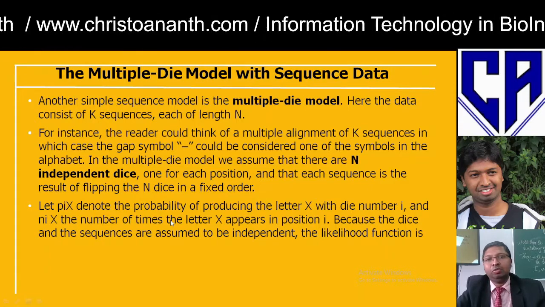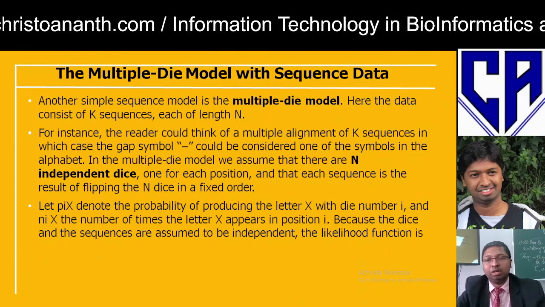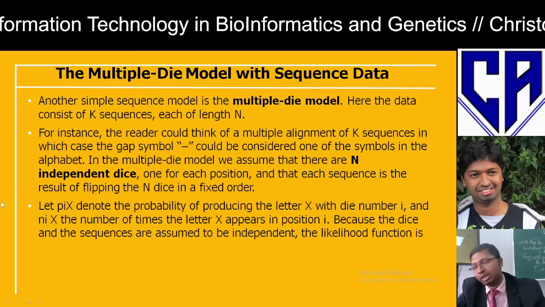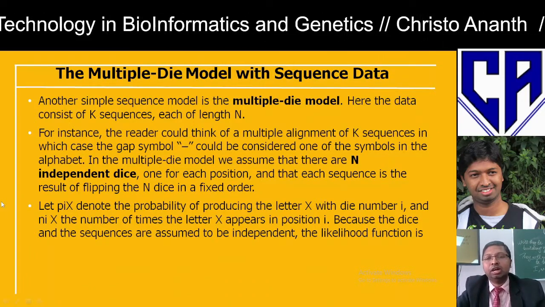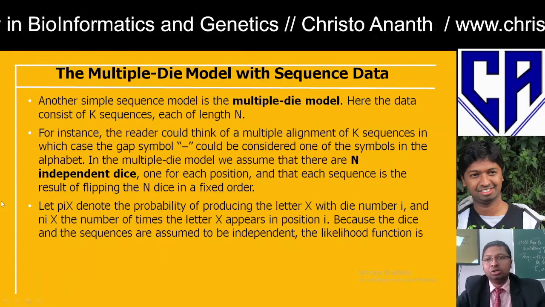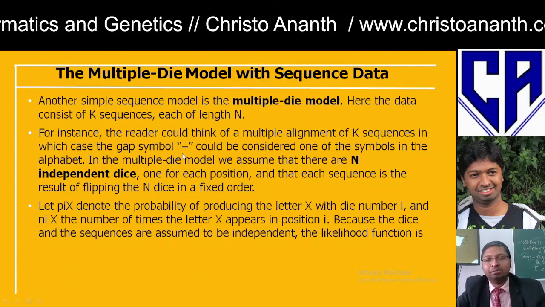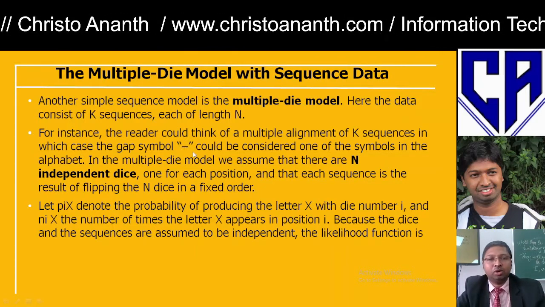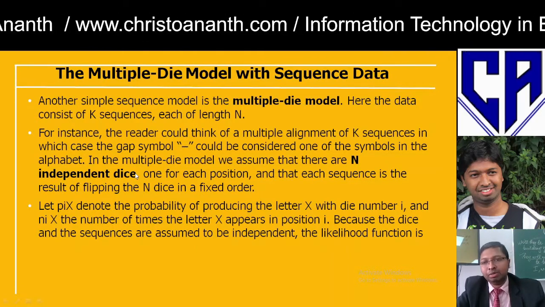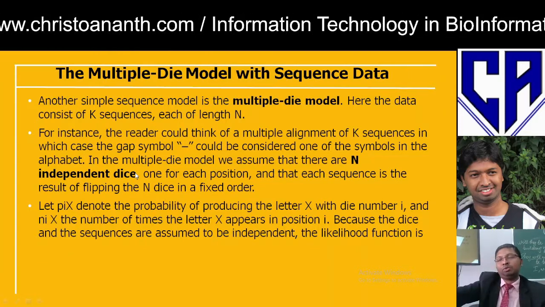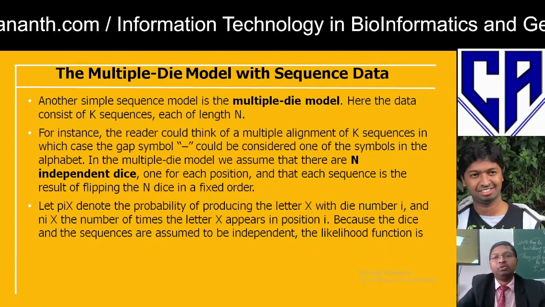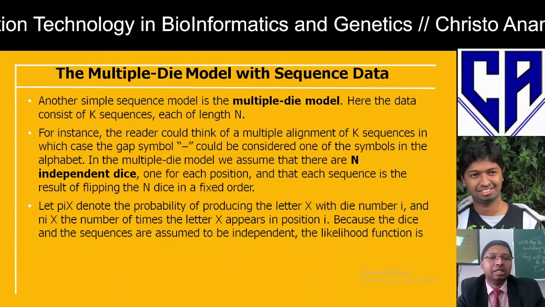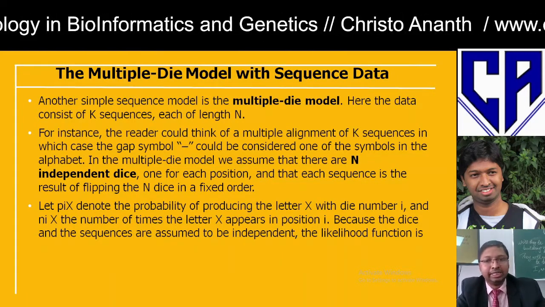Similar to the single die, we will have a multiple die model with the sequence data. So here we would be considering many sequences, like k sequences, each of n length. Okay, so in this case, the gap symbol will be a dash. It is considered as one of the symbols in the alphabet. So in the multiple die model, we will be considering k sequences, each of which has n independent dice. Okay, so each sequence is the result of flipping the n dice in a fixed order.